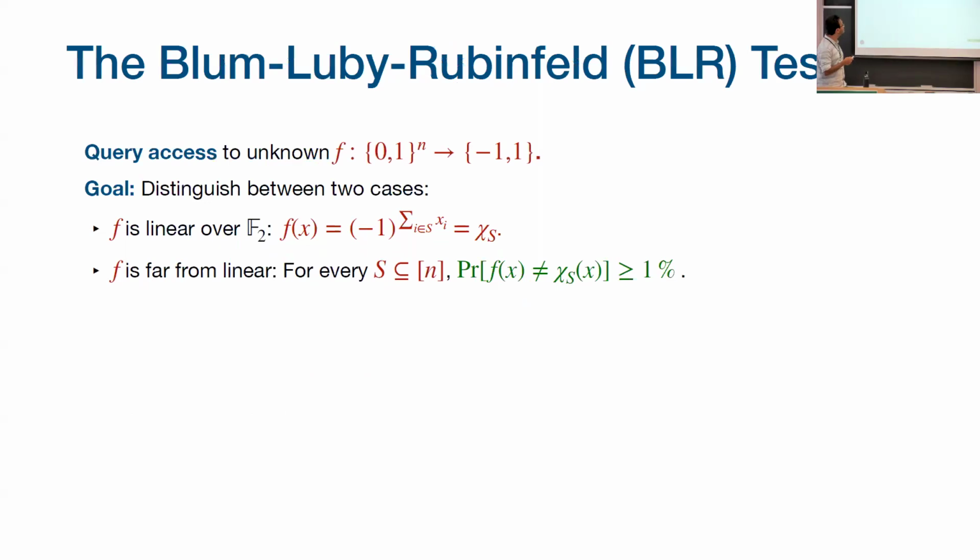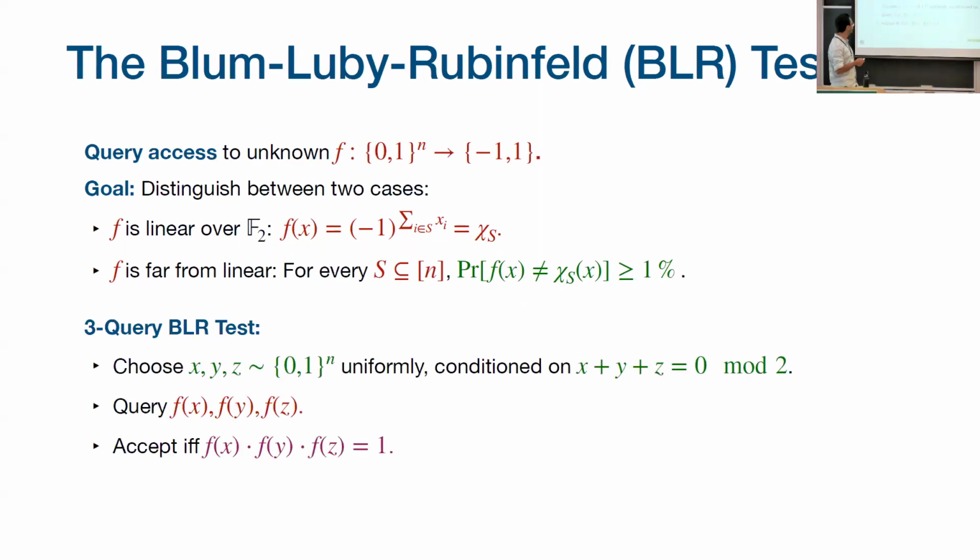So a very classical test for this problem is one that was introduced by Blum, Luby, and Rubinfeld in the 90s. And the test proceeds as follows. It is essentially the most natural thing you would try. And the test is a 3-query test.